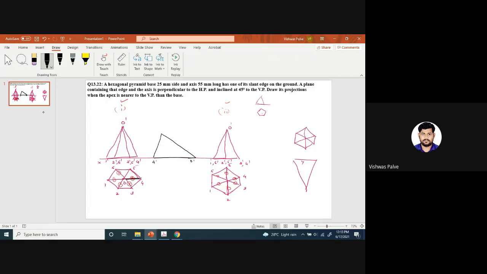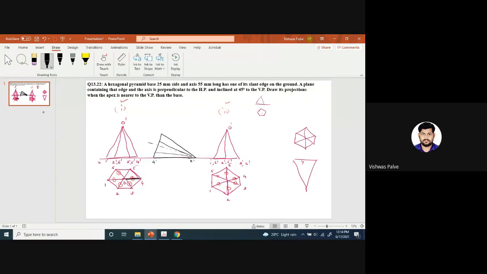What is this edge called? Anyone? Slant edge. Slant edge, right? So when you completely tilt this object, then it is going to rest on one of its slant edges. Then you can redraw this object as it is. So this is when the object is going to rest on its slant edge.